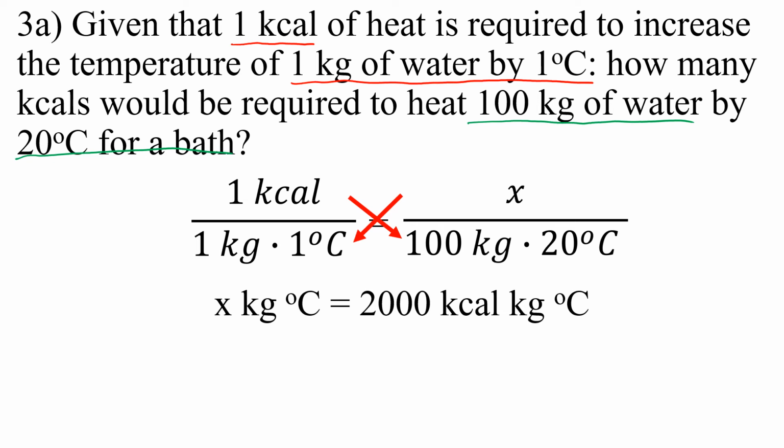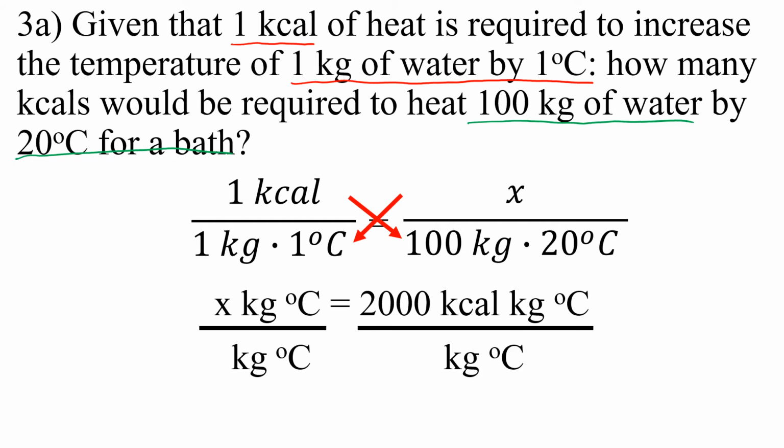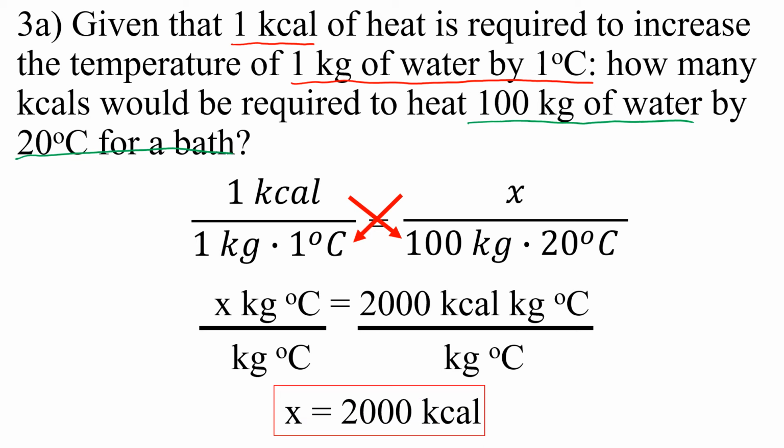So when I do, I have my units here, and it is equal to 2,000 kilocalories kilogram degrees Celsius. So to solve for x, I'm just going to divide by the unit, it cancels out, and I get 2,000 kilocalories as my final answer.